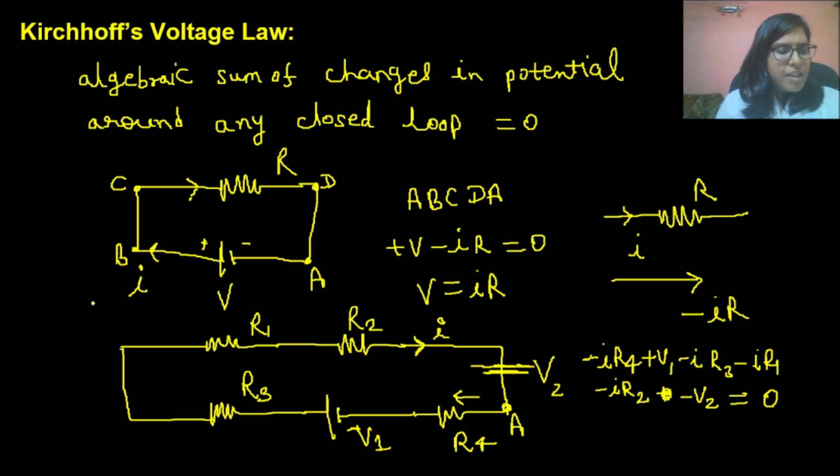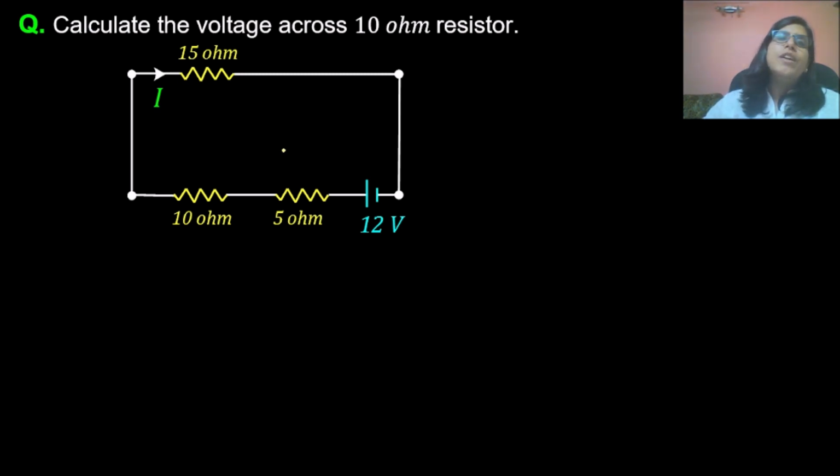Now based on this we will solve a simple question. Calculate the voltage across the 10 ohm resistor, right? So we can calculate easily by applying Kirchhoff's voltage law. So first of all, remember these 2 points.